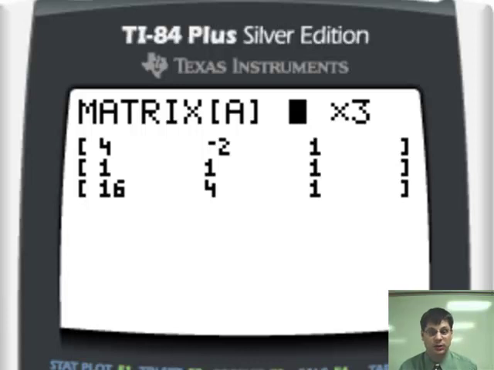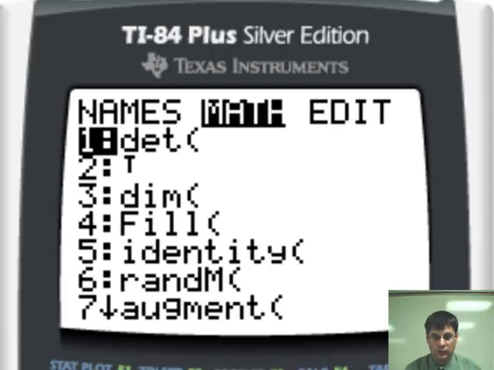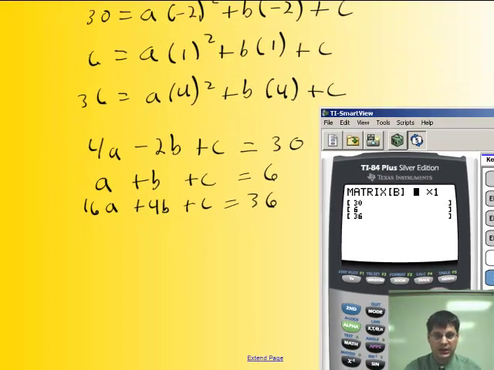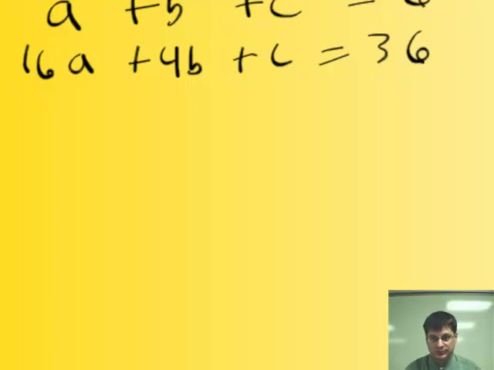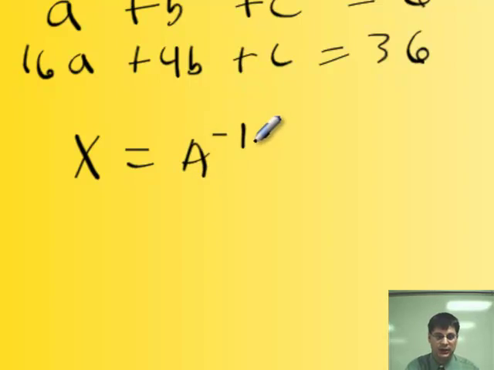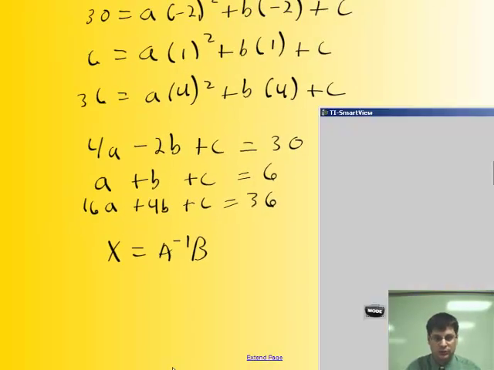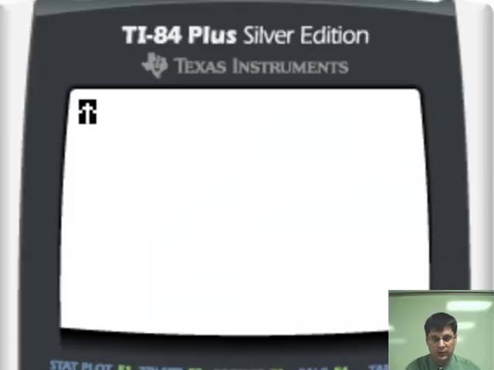So this would be my coefficient matrix of 3 by 3. So 4, negative 2, 1, 1, 1, 1, and the third row 16, 4, 1. And then I'll need the constant matrix, which is 30, 6, and 36. So recall that we know that matrix X is equal to the inverse of A times B. And that's exactly what we'll do in our calculator. So we'll say matrix A, and we're going to do the inverse of that, times matrix B.